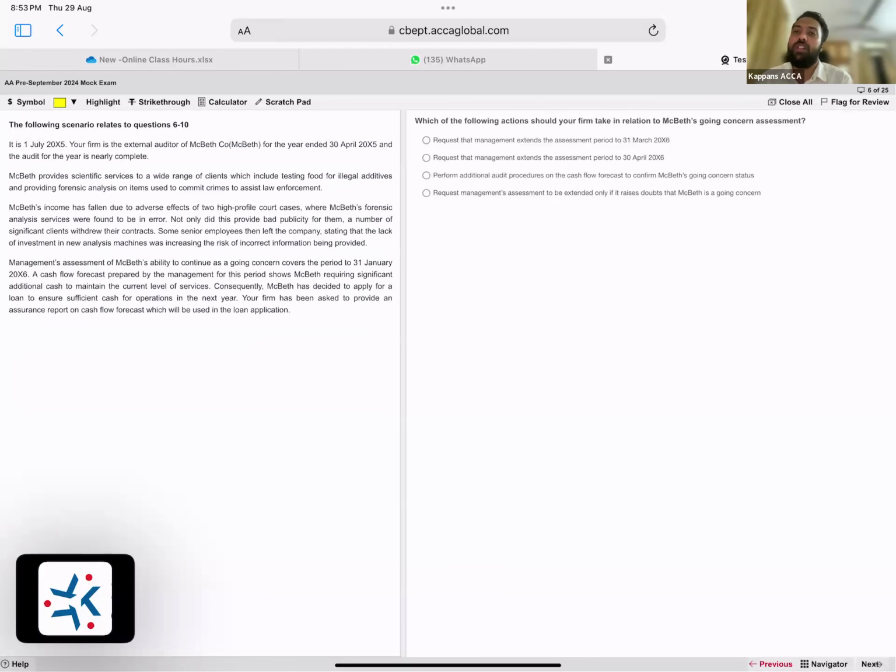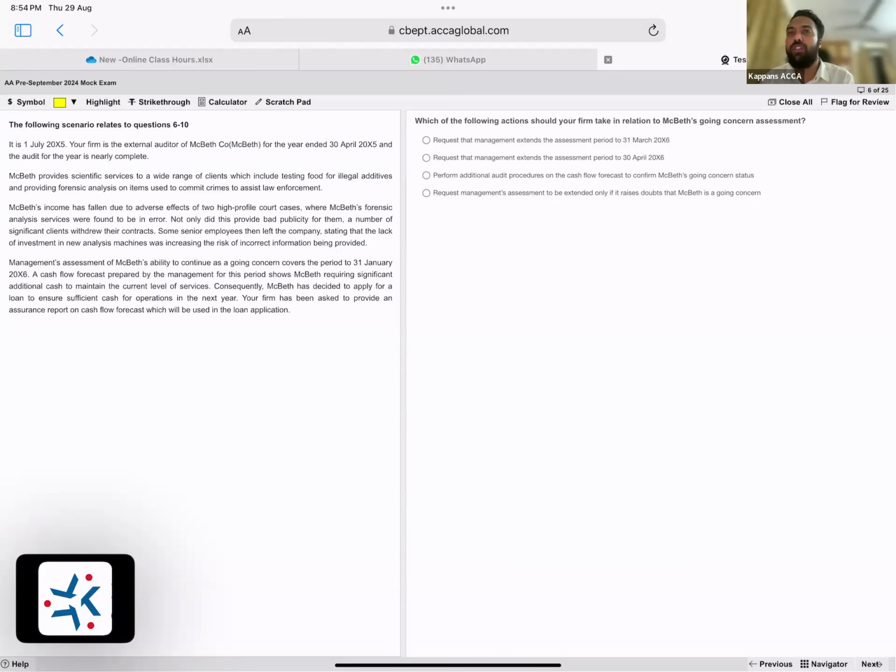So the first scenario is over. We move to the second scenario. It is 1st July X5. Your firm is the external auditor of Macbeth for the year ended 30th April X5, and the audit for the year is nearly complete. Macbeth provides scientific services to a wide range of clients, which include testing food for illegal additives and providing forensic analysis on items used to commit crimes to assist law enforcement.